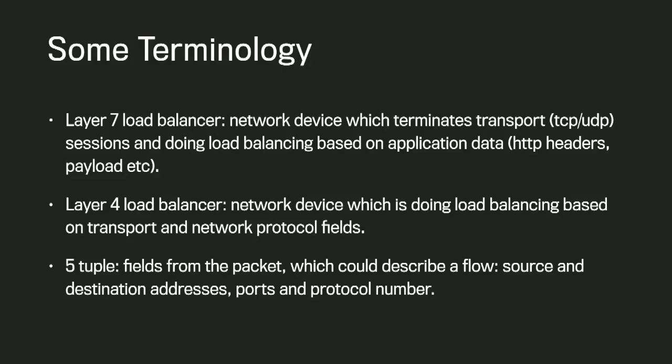And the last term is 5-tuple. This is basically how you can describe the flow inside your network. These are 5 fields from the packet, which stay the same for every packet in the same flow. And these fields are source and destination IP addresses, source and destination port, and protocol number.